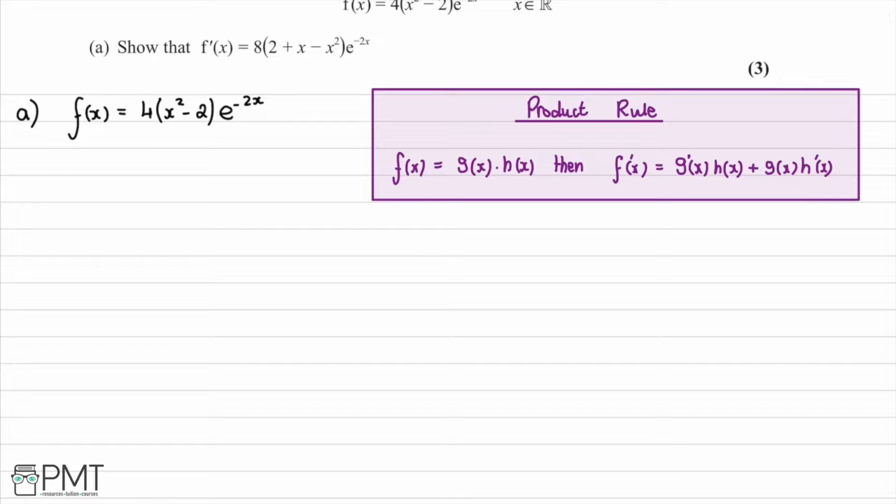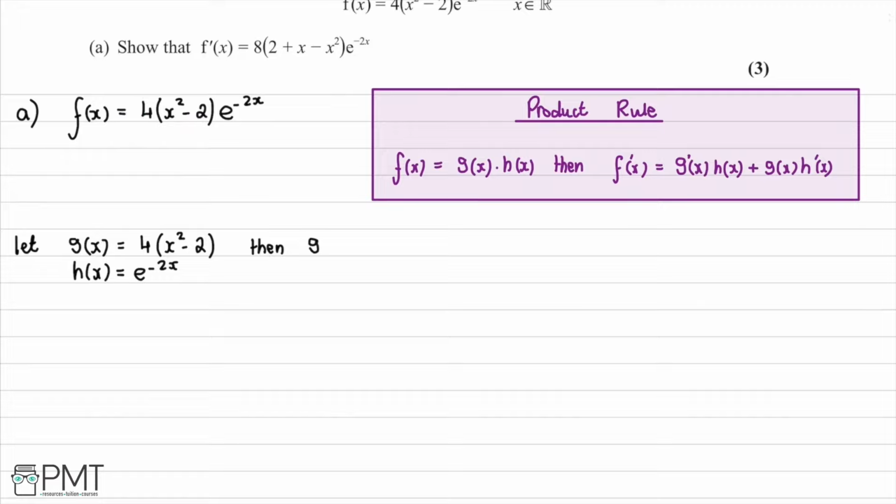So now for us, what we can do, we can now name our functions g and h to make things slightly easier. So if we let g of x be equal to 4 lots of x squared minus 2, and then if we let h of x be equal to e to the power of negative 2x, then we now face some differentiation, which looks slightly easier than tackling this as a whole.